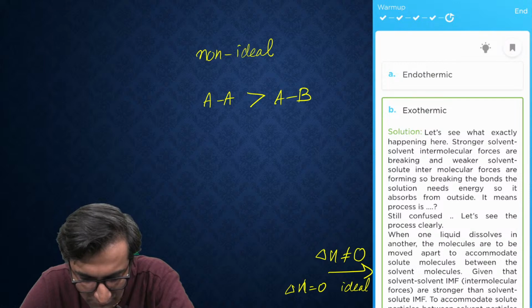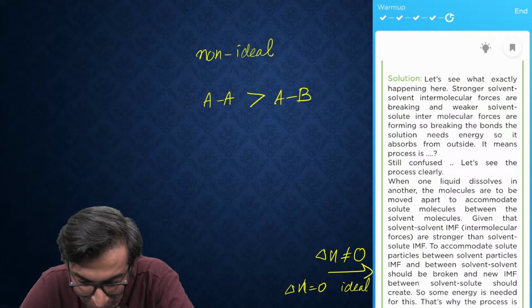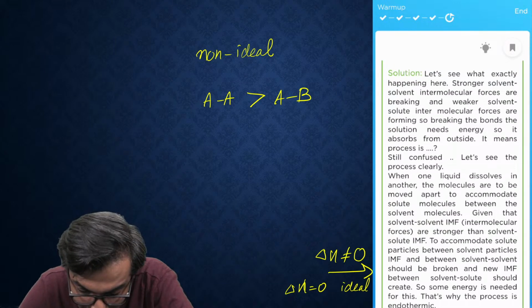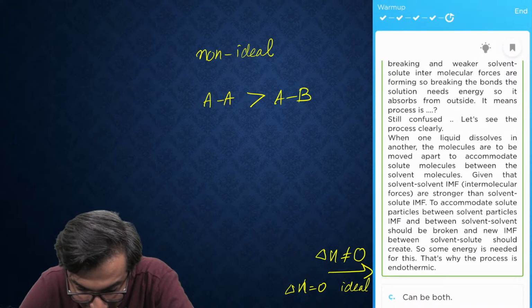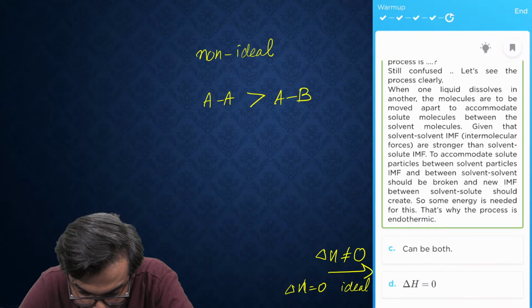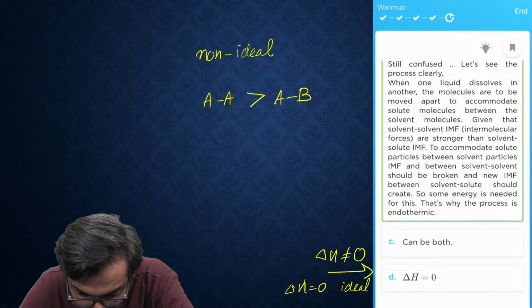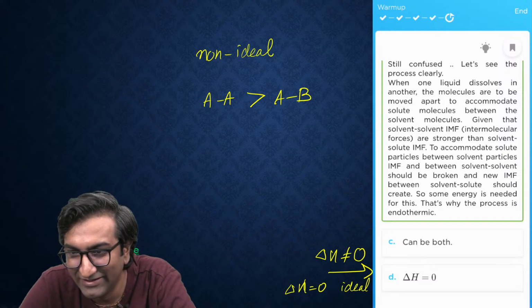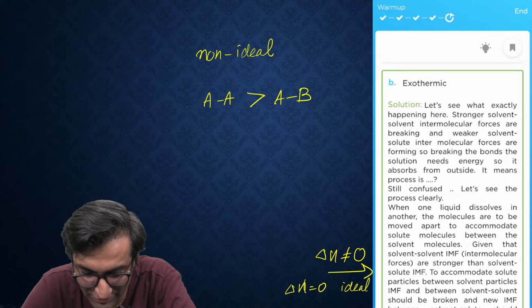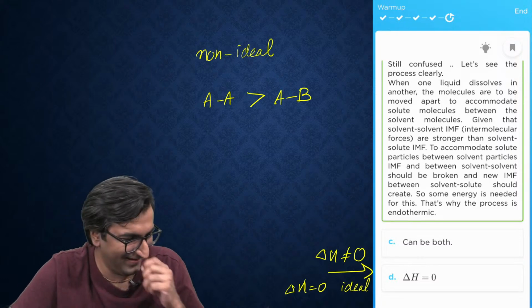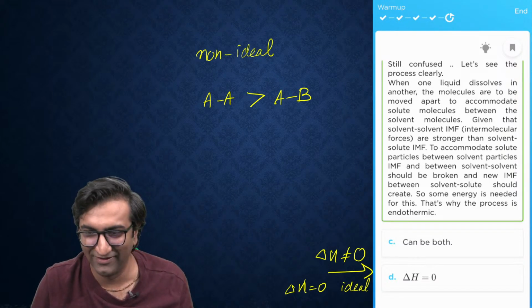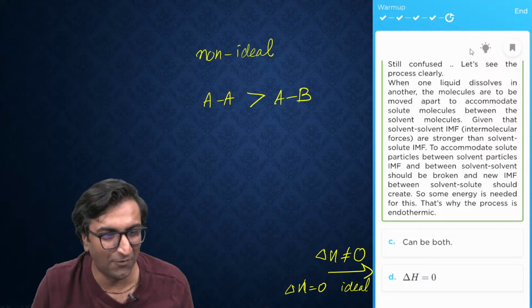Tuhin says exo. I have a feeling question गलत हो गया है इधर, which we'll fix later. Let's see what exactly is happening. A stronger breaking weaker. Yes, look at this. It's marked the wrong one. It should be endothermic. ये solution पूरा बिल्कुल सही लिखा है. देखो last शब्द में लिखा है endothermic, but the option marked is exothermic.